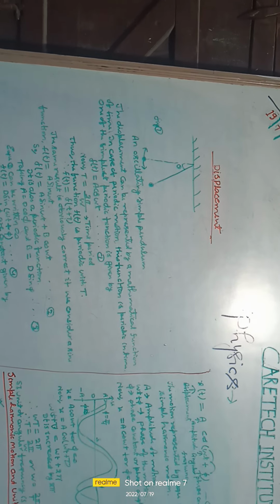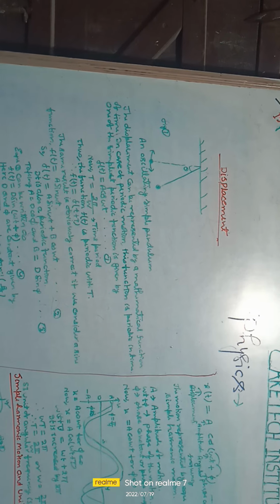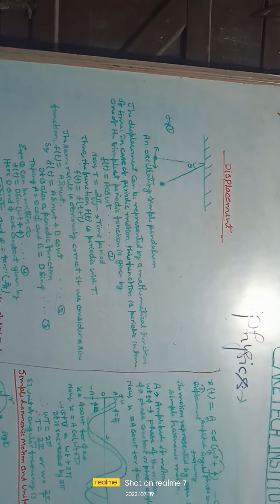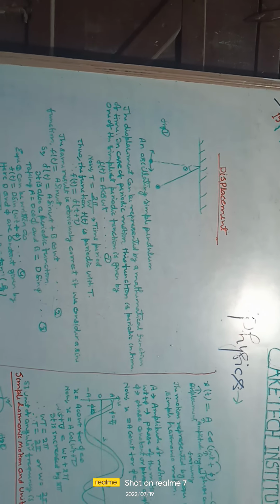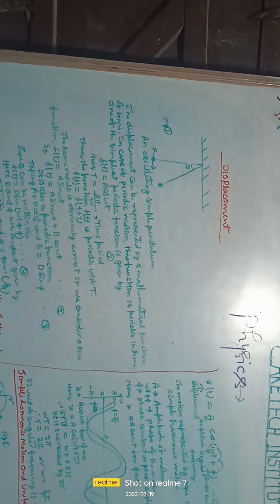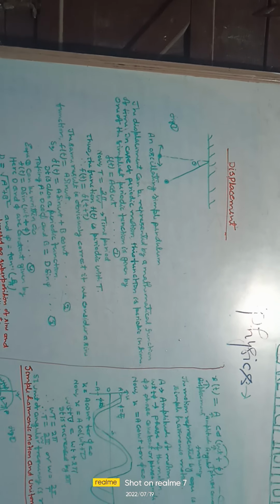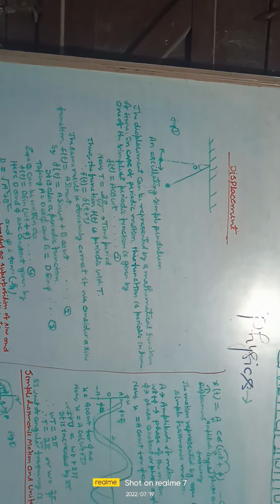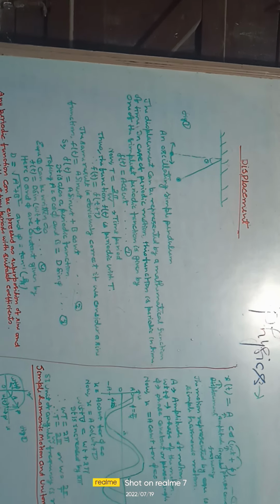Therefore f(t) = A sin ωt + B cos ωt is also a periodic function. Taking A = D cos φ and B = D sin φ, we can get f(t) = D sin(ωt + φ). Here D and φ are constants given by D = root over (A² + B²) and φ = tan inverse (B/A).